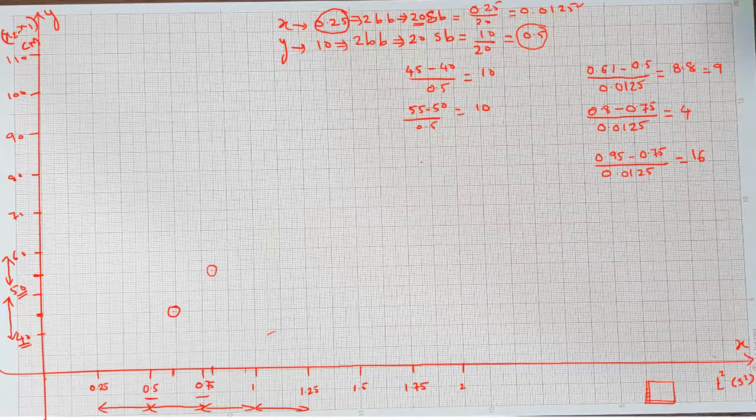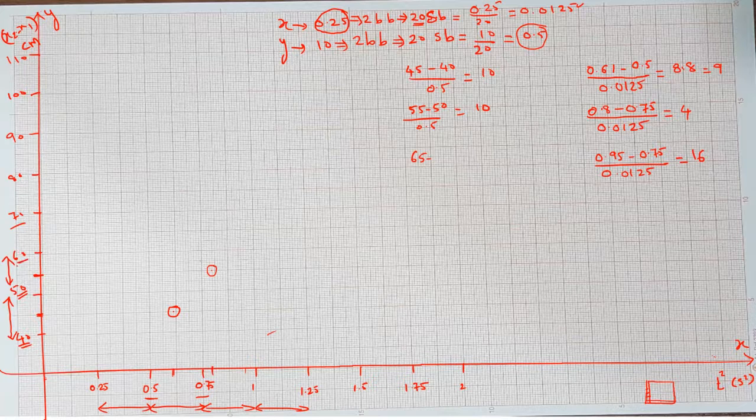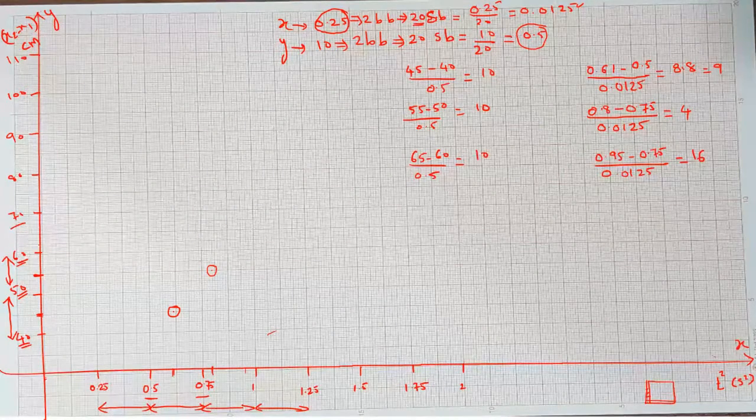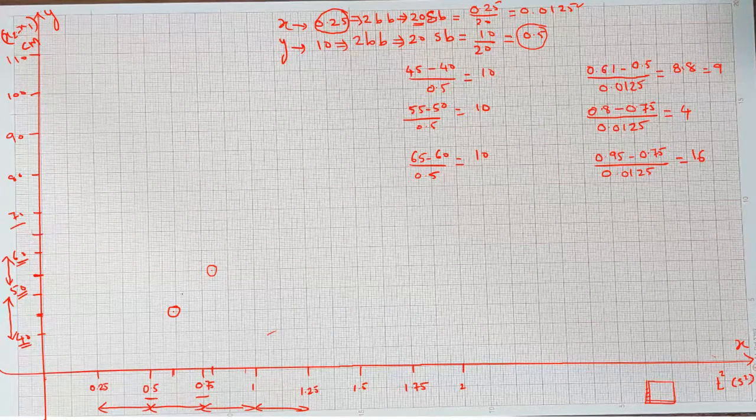So again, the corresponding y-axis value is 65. So 65 is between 60 and 70. The lowest is 60. So 65 minus 60 divided by the value of one small box, which is 5. So I got 10. That means this is my 65 value. Now I am going to fix the intersection point. So it will come here.